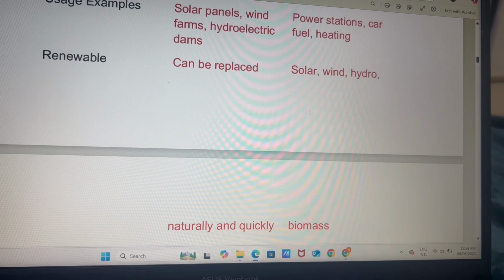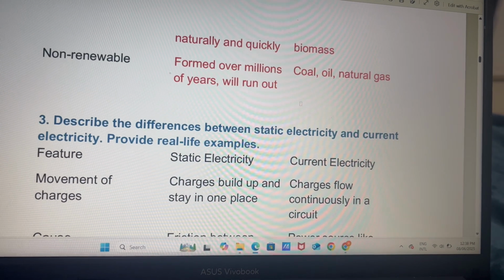Okay. For the renewable, it can be replaced. For the non-renewable, it cannot be replaced.